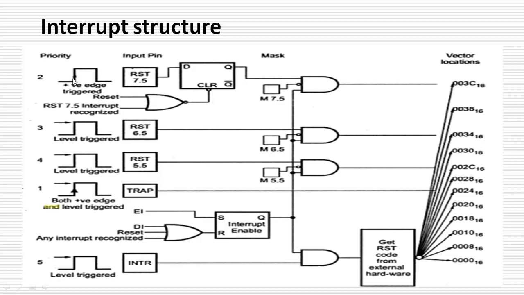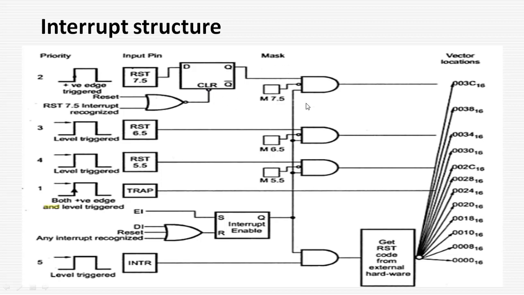To make this edge into a level, here we are using a D flip-flop. The signal available is edge only. If D is available as an edge, the output Q will be a level 1. For that, this D flip-flop is used. To clear this D flip-flop, two signals are used. One is the reset in signal of the microprocessor, and the other is when the RST 7.5 interrupt is recognized. Once this interrupt is recognized, it will be cleared.